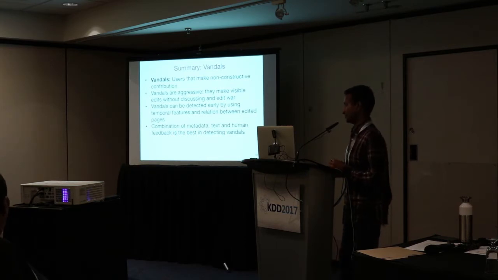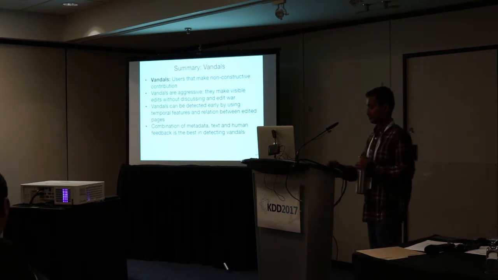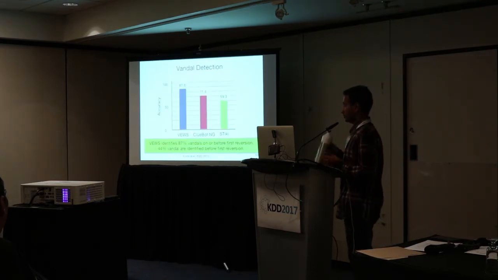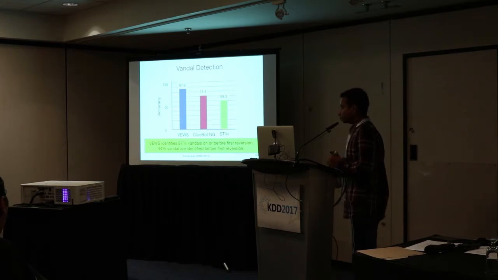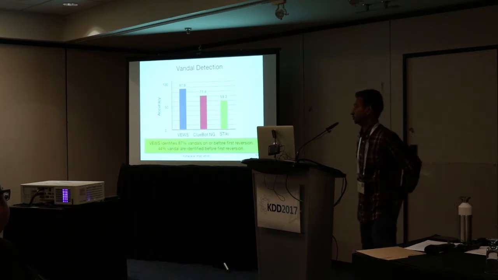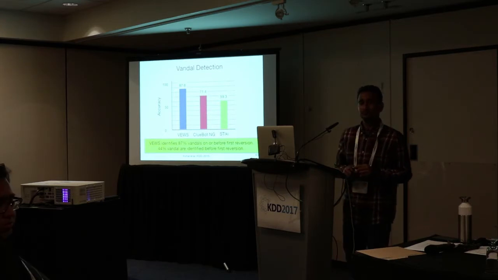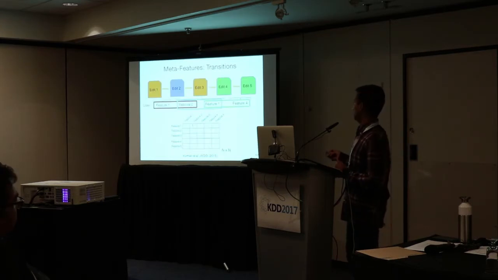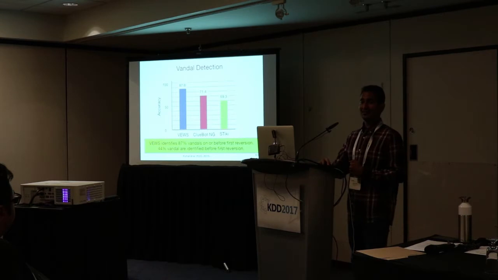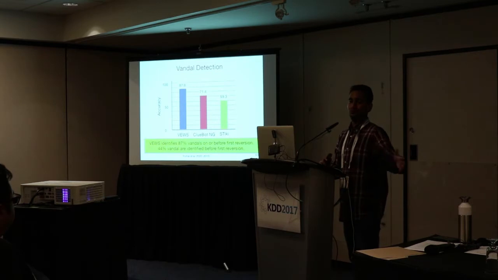Yes? Just now you stated that 87% of vandals could be predicted before the first revert. Here, revert refers to a human revert or the ClueBot NG? Both. All of them. Any reversion. Okay. Yes, so on Wikipedia, all the vandals in the study and in general are identified by volunteers, and they are banned by administrators, who have the power to block users.